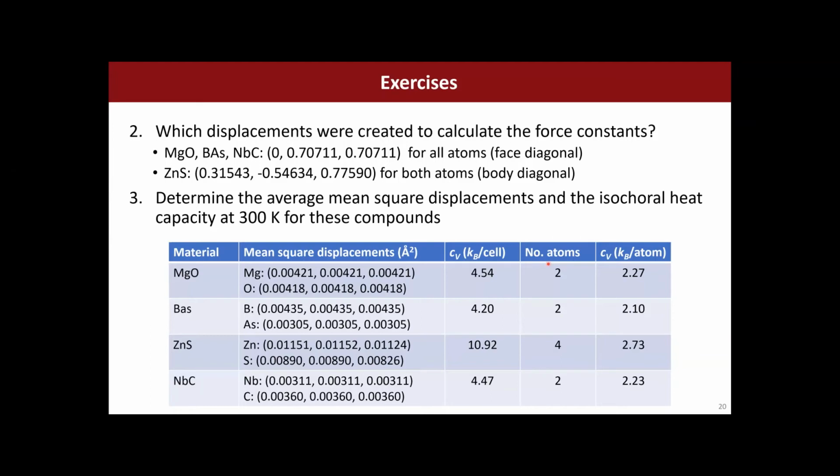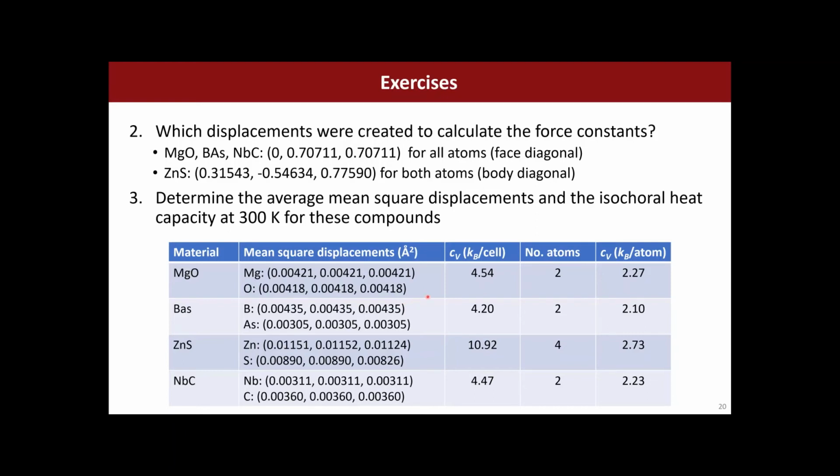Zinc sulfide, the atoms are along this very weird vector, but if you plug this in and look at it with respect to the unit cells, this is the body diagonal, or one of the body diagonals where it's displaced. And the other results are found here.